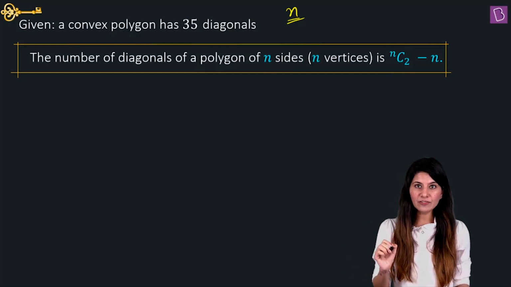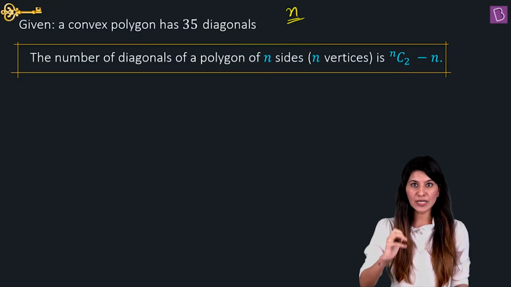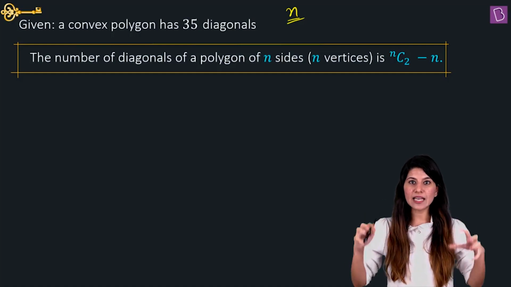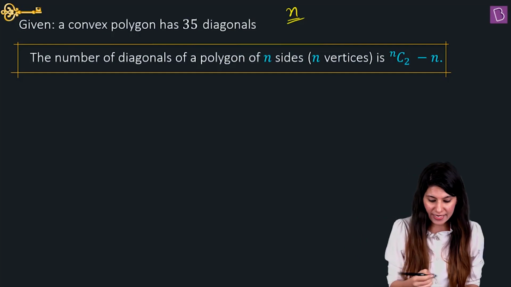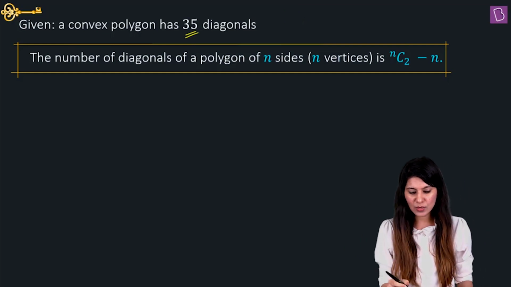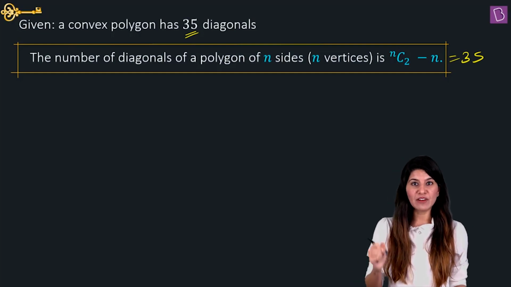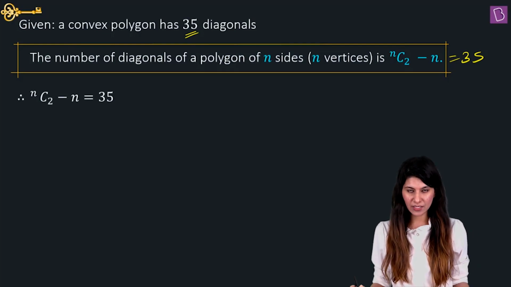To calculate the number of diagonals, we don't have a direct formula. We need to count all the straight lines formed by endpoints, and we need to subtract just the sides, such that the sides are gone. Now the diagonals are left. nC2 minus n is equal to 35. This will be our equation, right? And this equation will give me the value of n, isn't it?